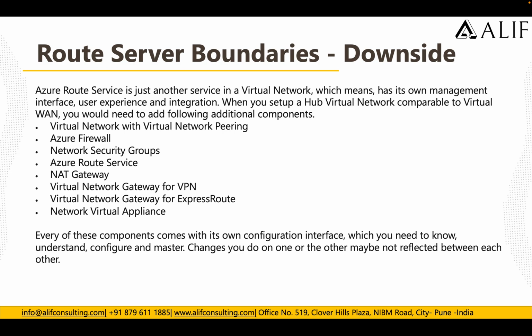When you set up a hub virtual network comparable to the virtual WAN, you need to add the following additional components: virtual network with virtual network peering, Azure Firewall, network security group, Azure Route Server, NAT gateways, virtual network gateway for VPN, virtual network gateway for ExpressRoute, and network virtual appliance. Every one of these components comes with its own configuration interface, which you need to understand, configure, and master. Changes you make on one may not be reflected in the others. So these are all the downsides we have for the route server, right?